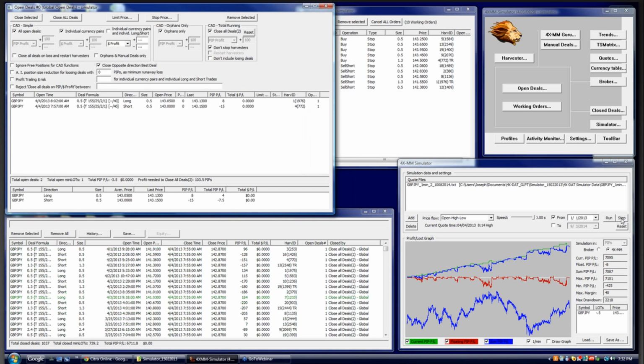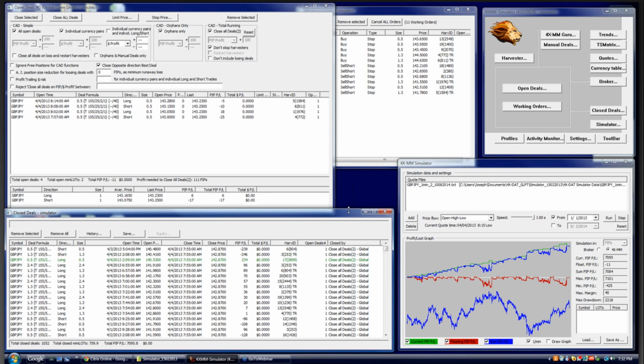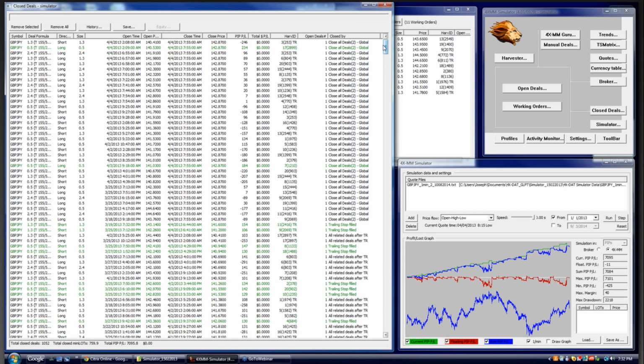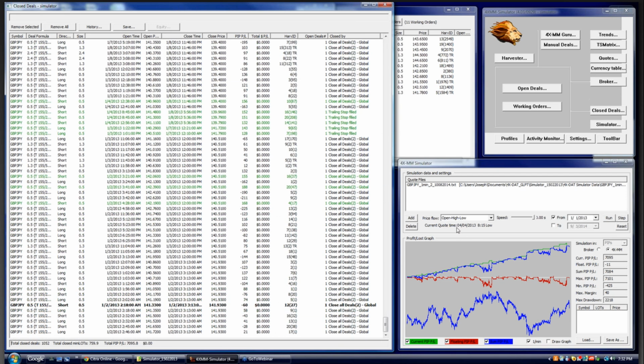So boom. Okay, let's pause it right here and let's analyze the closed deals real quick. Going back to the beginning, in the 3 months and 3 days that we traded, we had a total of 1,052 trades for a total of 760 mini lots, and we generated a total of 7,095.8 pips in profits. And basically, we've got the whole history of how it was happening. Every time close all deals happens, right here, we're adding to the account.